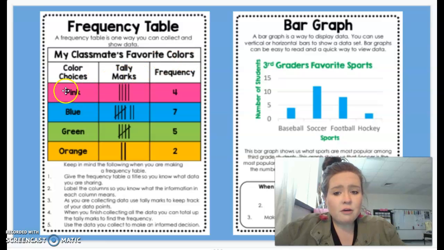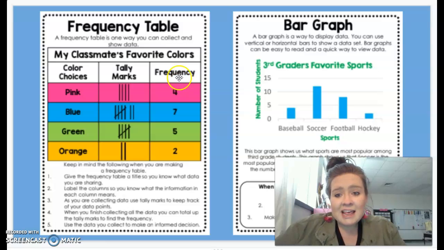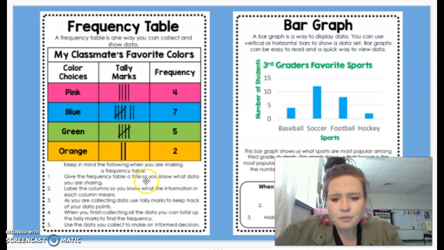So the colors you have are pink, blue, green, and orange. Tally marks. And then you have the frequency. The frequency is just the number of times that option was chosen or that option was voted for. In this case, the number of students that like the color pink. 4 students like the color pink, 7 students like the color blue, 5 students like the color green, and 2 students like the color orange.